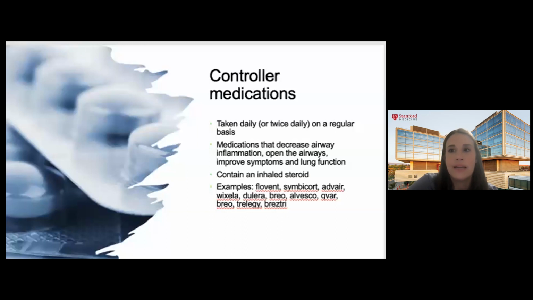So now we talked a little bit about the importance of everybody having a steroid-containing medication. So let's get a little bit more into the different medications we use for asthma. In general, there's two types of medications in asthma: controller medications and rescue inhalers. Controller medications are the ones that you take daily or twice daily, in some cases, on a regular basis. These are your steroid inhalers that decrease airway inflammation, open up the airways, improve symptoms and lung function.